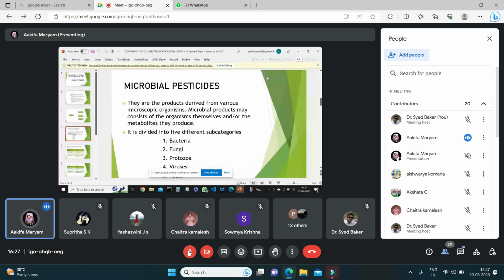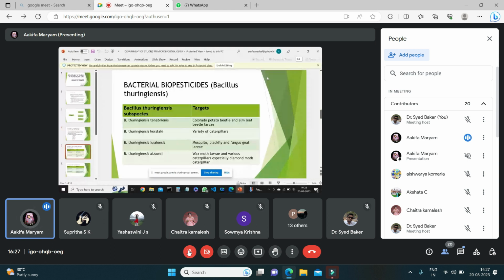Firstly, microbial biopesticides. Microbial biopesticides are products derived from various microscopic organisms. Microbial products may consist of the organisms themselves or the metabolites which they produce. It is divided into five different subcategories, that is bacteria, fungi, protozoa, viruses, and yeast. Examples for some bacterial biopesticides: the specific species used in bacterial biopesticides is Bacillus thuringiensis.